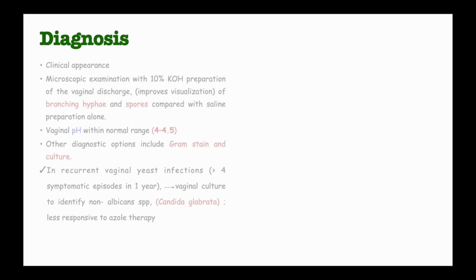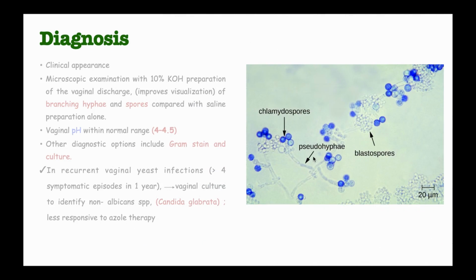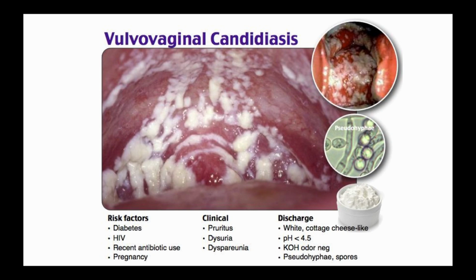So that is it. Now let's quickly look at how we find the Candida albicans under the microscope. Under the microscope we find the chlamydospores, which are gathered over here, as you can see. Then we also have what we call the pseudohyphae, which is the branching hyphae, as I talked about. And also you can see the spores over here. So this is basically what we see under the microscope to confirm the diagnosis of Candida albicans. And also in this photo, you can see how the cottage cheese attaches itself onto the mucosa of the vagina.